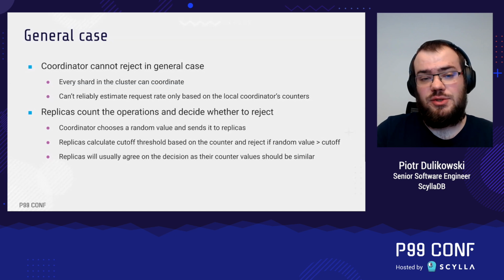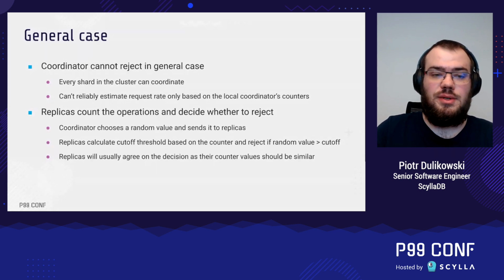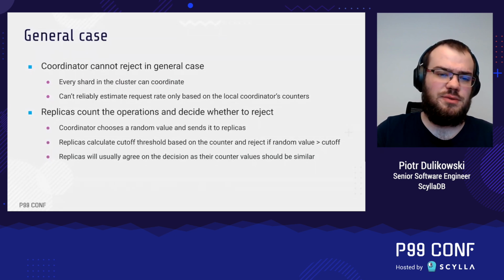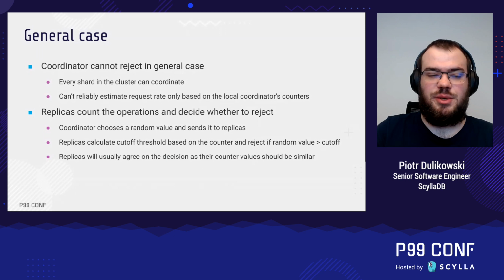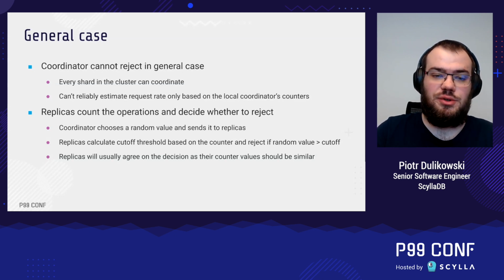We can also not extrapolate the rate of requests from the coordinator of the current request, as we don't know how the clients choose the coordinators. Although we usually recommend users to use shard-aware drivers, which always choose a coordinator from a small set of replica shards, other drivers may choose coordinators randomly, and we would like to support them too. Because of these problems, we decided to count per-partition operations on replicas and make them responsible for deciding whether the operation should be rejected or not.